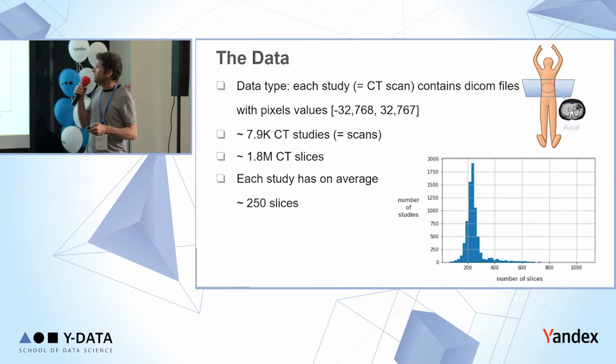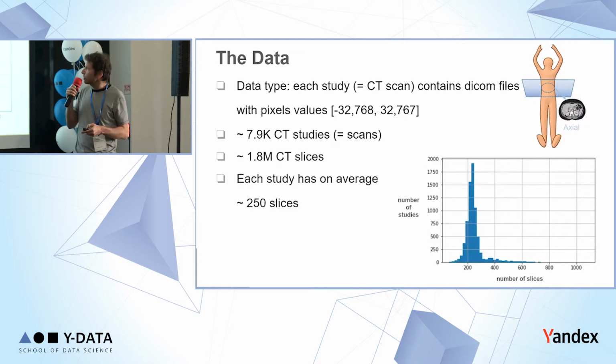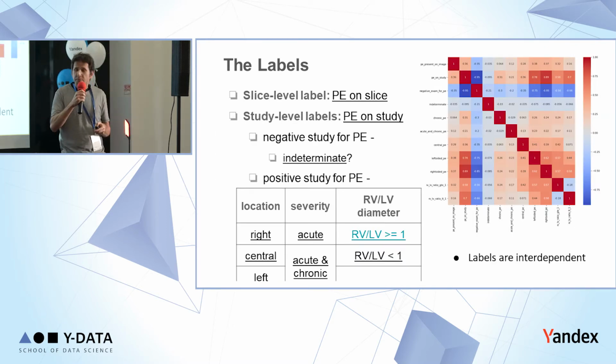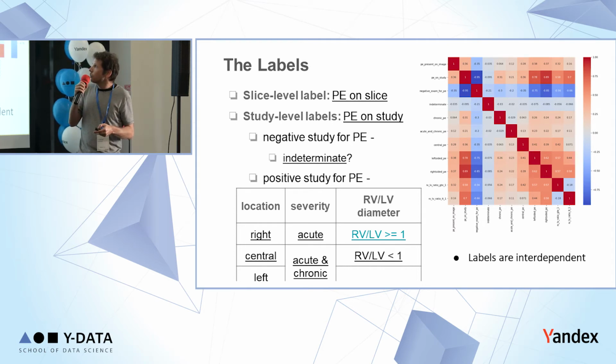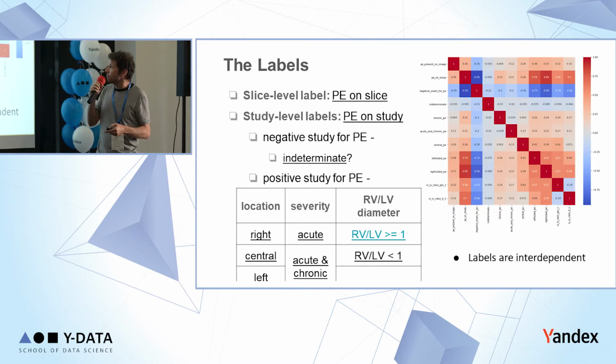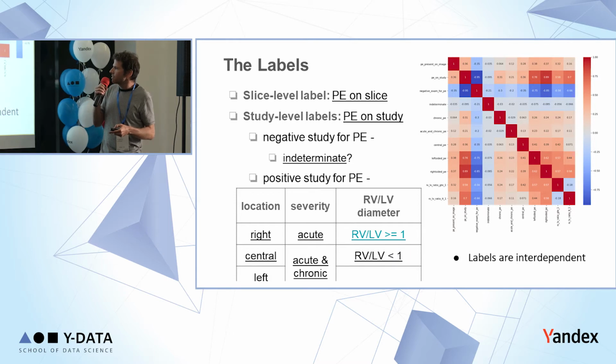So the data was actually CT scans that we call studies. We have about 8,000 CT studies and almost 2 million CT slices. Each study, or each scan, has on average 250 slices. And we have about 10 labels, all of them categorical or binary. One label, for the slice, is whether there is a PE on the slice. And for the study level, does this scan contain PE? Is the scan indeterminate? Maybe there was some kind of problem during the scan. And we also have 7 other study labels regarding the location and the severity of the PE.